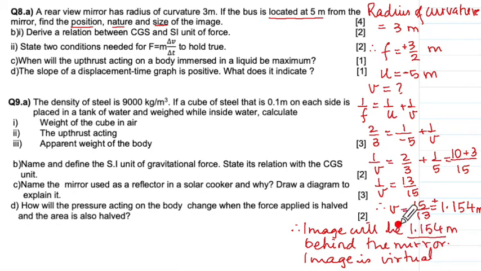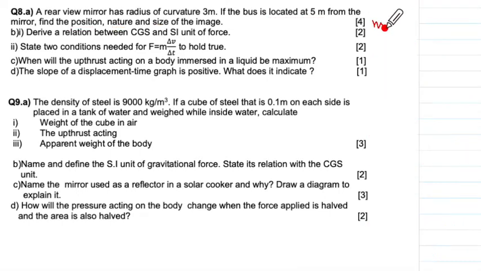Now for the size we have to find the magnification. So we finished up to the distance and the nature. Then we look at the size. For the size we think of magnification, which is minus v upon u. Okay, so minus, what is our value of v? It is 15 upon 13.